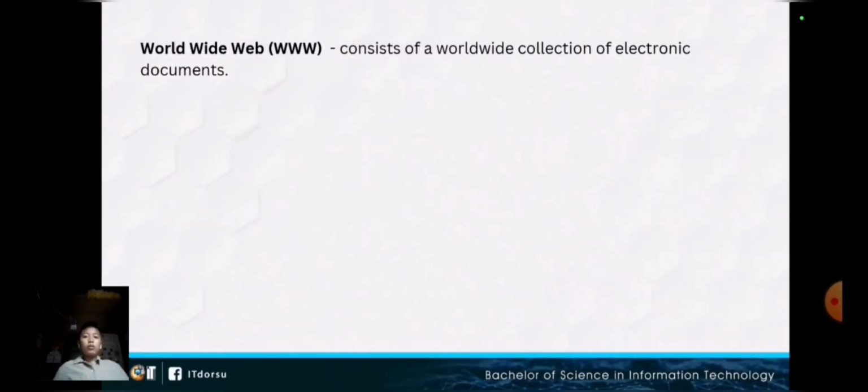Next is the WWW or the World Wide Web. Consists of a worldwide collection of electronic documents. So, yung www is, alam kong pamilyar na sa inyo to. At itong collection ng mga documents and information sa internet. So, makikita natin to sa World Wide Web. Kung mapapansin natin, every time na pupunta tayo sa browser, tapos may mga links tayo na gustong i-explore, may makikita talaga tayong www. Ang ibig sabihin nun is nandun lahat ng informations na kailangan nating malaman. So, ayun lang po.